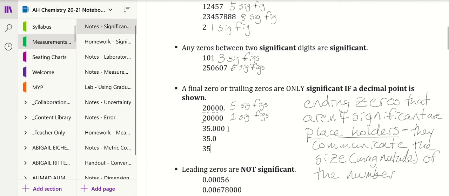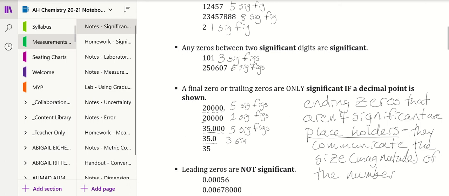Okay, so what about the number 35.000? Are those ending zeros significant? Yes, why? There's a decimal point shown. So how many sig figs does this number have? 5. Well, what about the number 35.0? How many significant figures does that have?